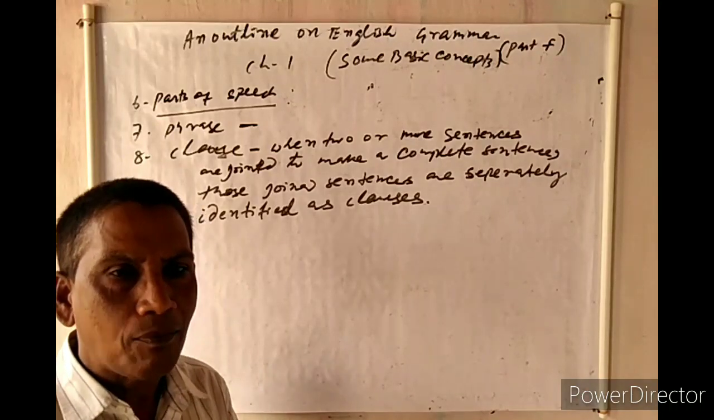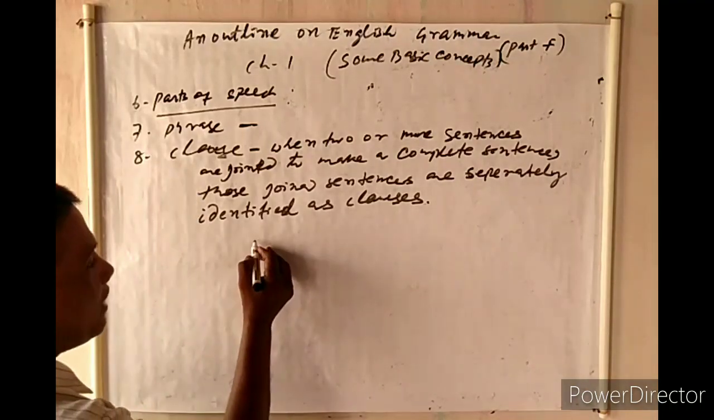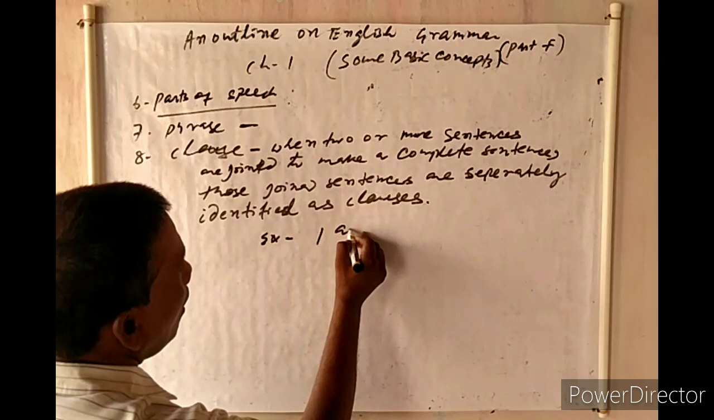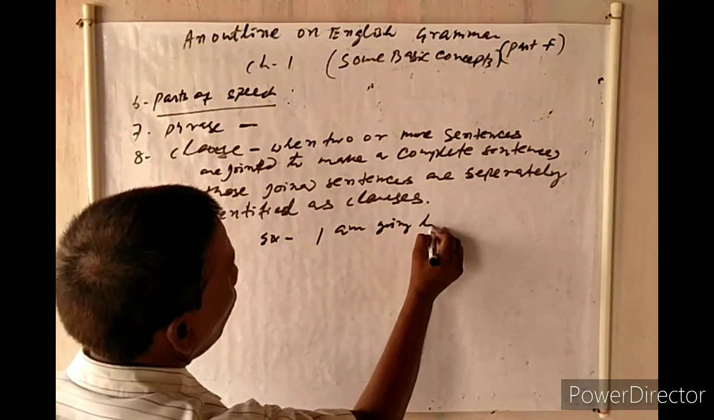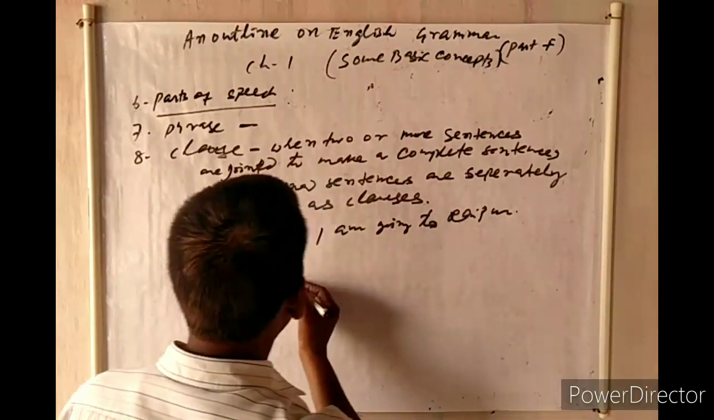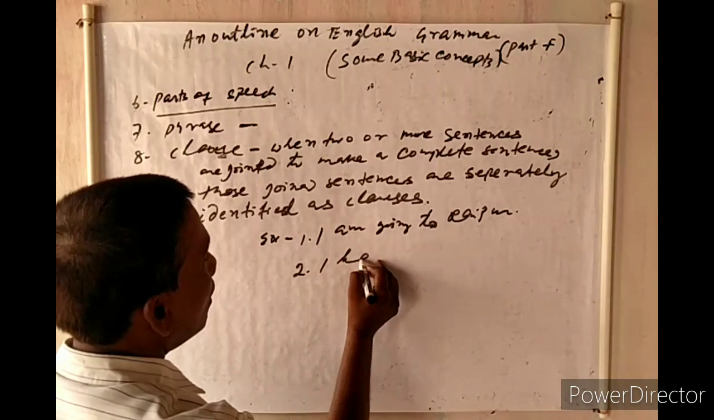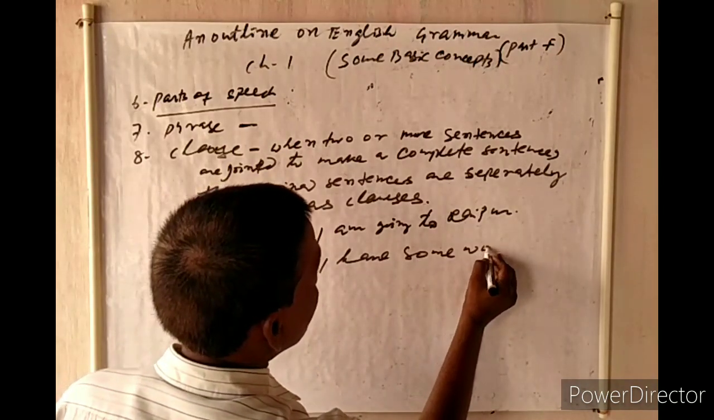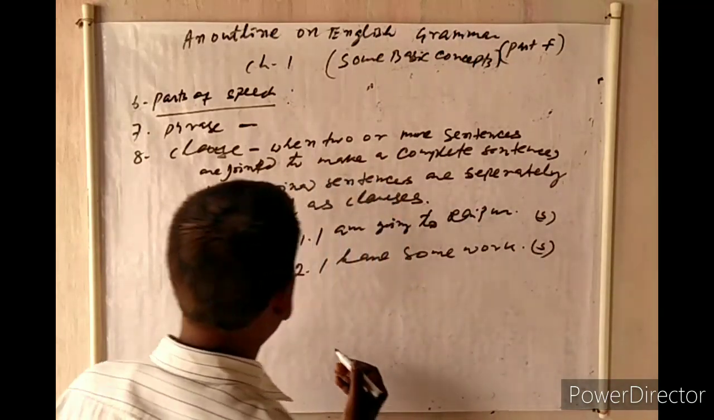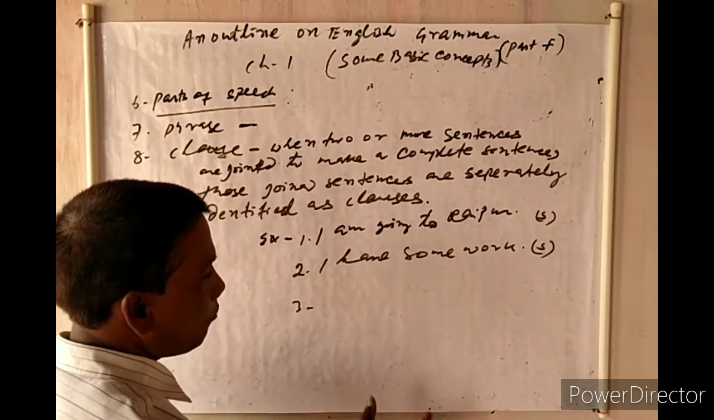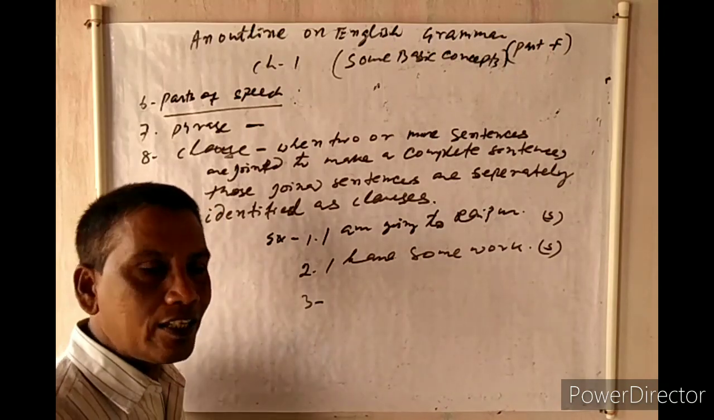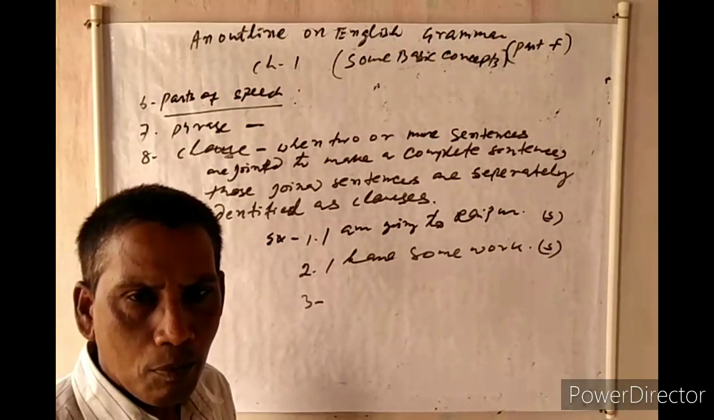I may join these sentences with the help of a conjunction. So, for example, I write, I am going to Raipur. The next sentence I write here is, I have some work. This is also a sentence, this is also a sentence. Suppose I join these two sentences with the help of a conjunction. As it has been made clear to you, to join sentences, you have to make use of conjunctions.